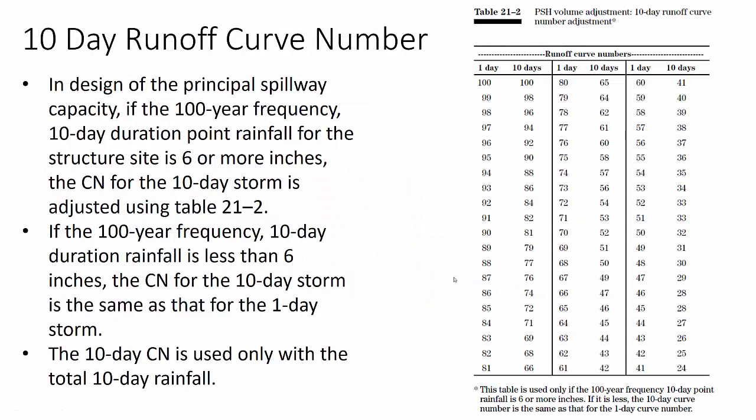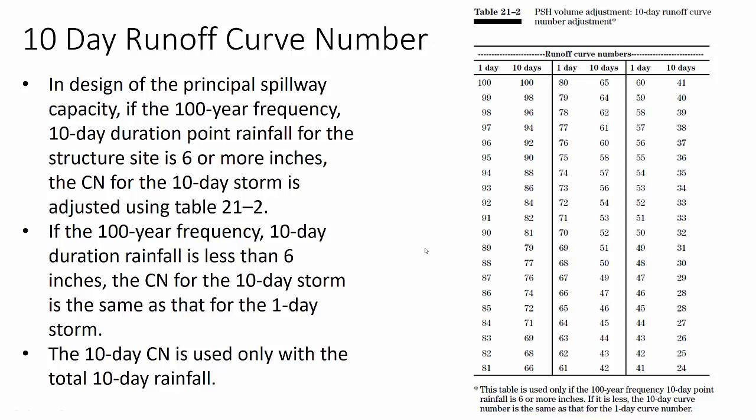10-day runoff curve numbers are adjusted with this table. It's fairly straightforward. If you have a curve number of 87 on a 1-day curve number, which is what we typically calculate, the 10-day curve number is 76. So that's all you have to do, just translate them based upon this table.